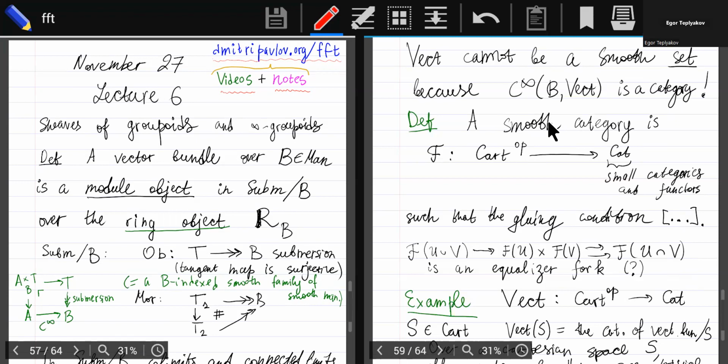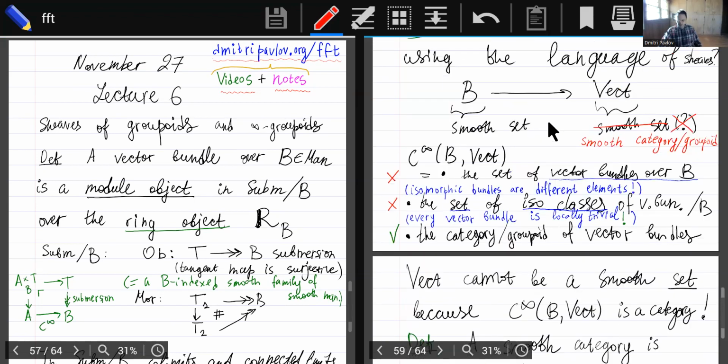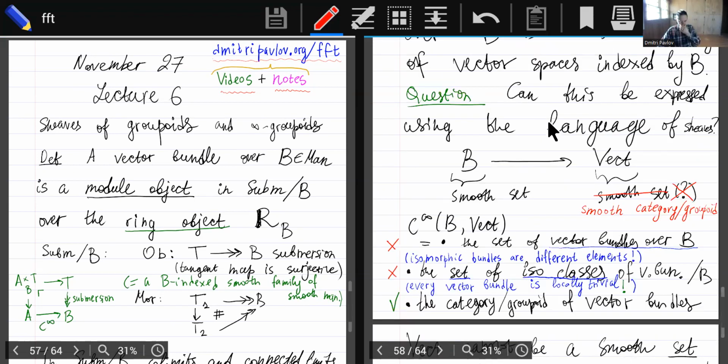Can you repeat in short why we choose smooth map as a category and why we don't accept other things? Yeah, so the reason we don't want to accept the first two solutions is like in the first case, isomorphic vector bundles would appear as different elements in this set, and there would be no way to see they should actually be considered as the same.